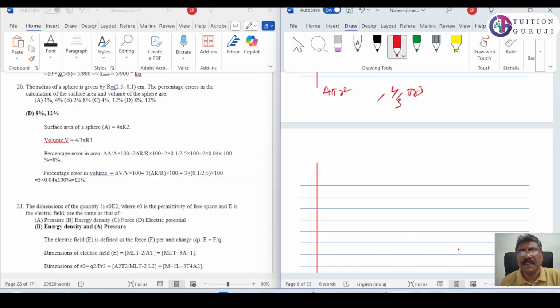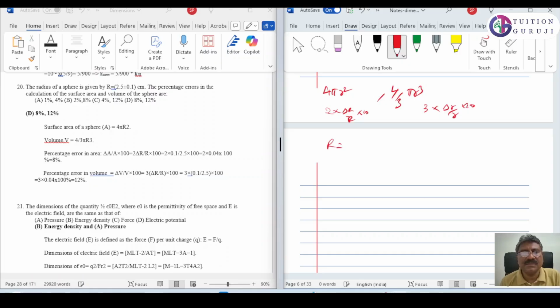Okay. In case of surface area, what happened? 2 into radius, delta r by r into 100. In this case, 3 into delta r by r into 100. So delta r we are given here, r is equal to 2.5 plus or minus 0.1. Okay. So we have got r, we have got delta r also.